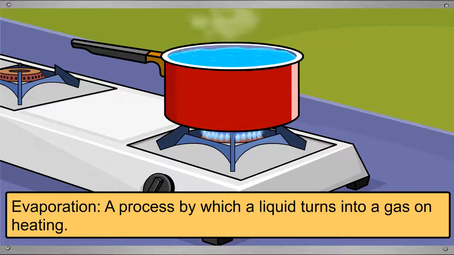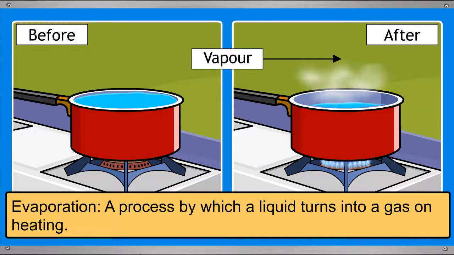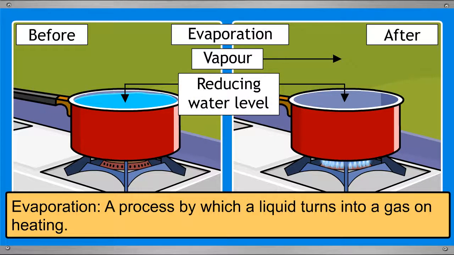I kept the water to boil and then forgot to switch off the gas. Because of the heat, the water started boiling and it turned into vapor. This change of water to vapor is called evaporation. As the water evaporated, the quantity of water in the vessel kept reducing.